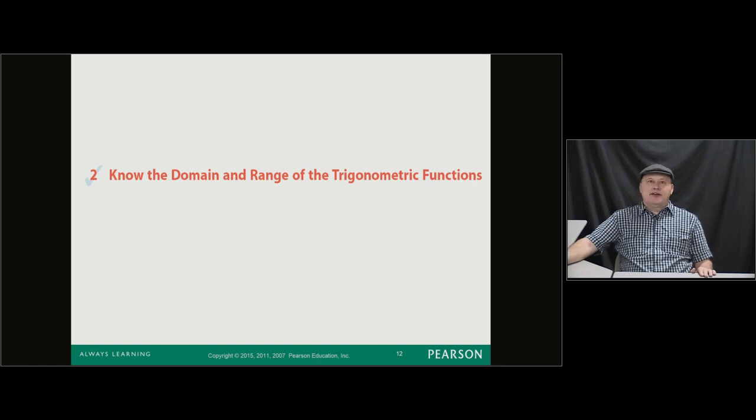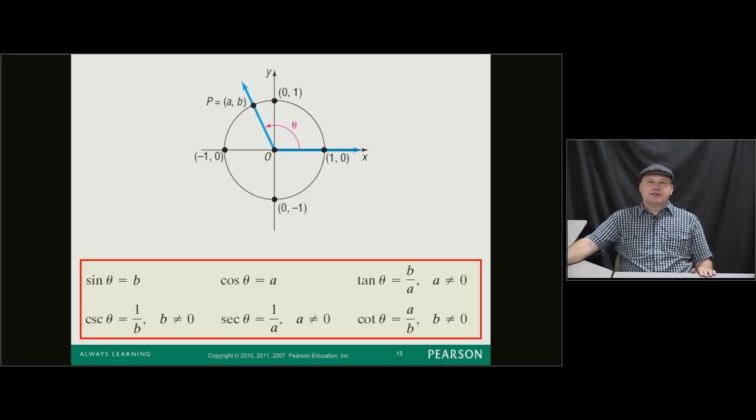Alrighty, so knowing the domain and the range of the trig functions. If we look at the sine of theta, here's our picture again, and this one's going to be the unit circle. Remember that the sine of theta is the b, that's your y coordinate. Cosine of theta is a, and that's your x coordinate. If you're in the second quadrant, a will be negative because you had to go left, and b would be positive because you had to go up. So in the second quadrant, sine of theta is positive, and the cosine of theta will be negative because it's a.